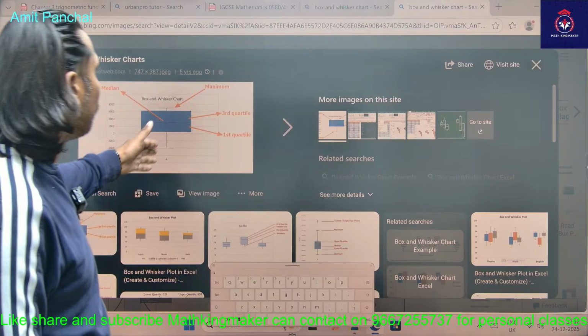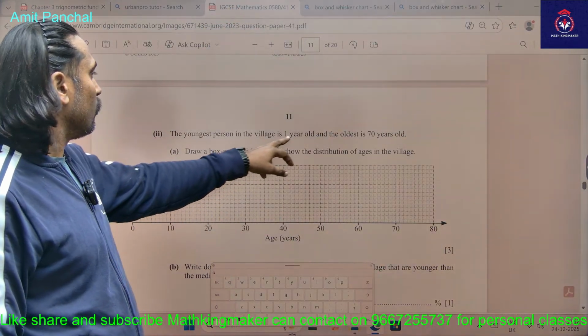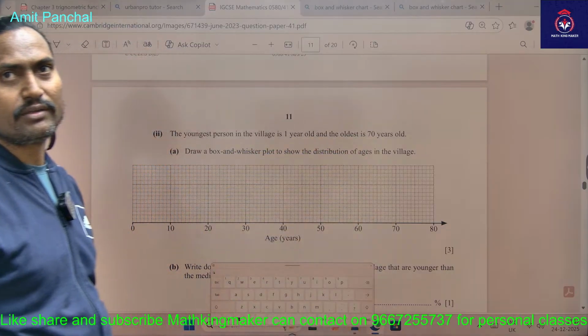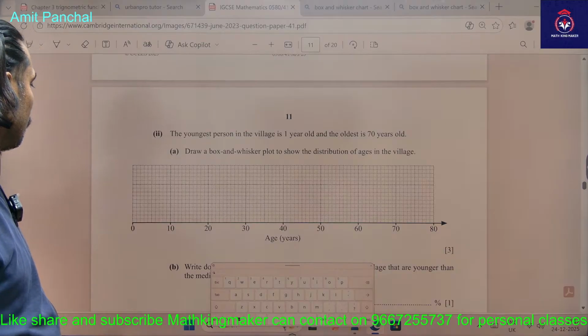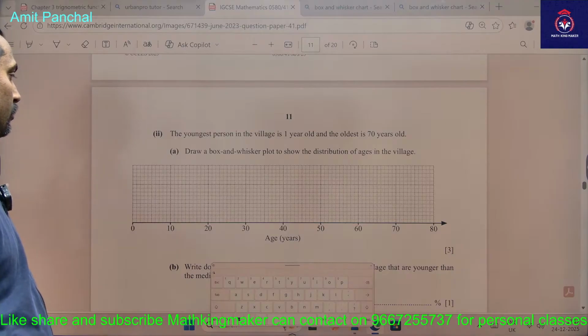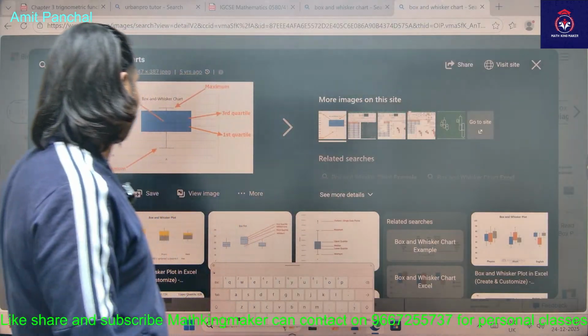So what is its minimum value? Minimum value is given as 1 and the maximum value is given as 70. We also have the median. We also have the lower quartile. We just need the third quartile. You know what? I'm not going to bother with this. I don't think this is in the syllabus anyways. This paper that I'm doing is 2 years old.